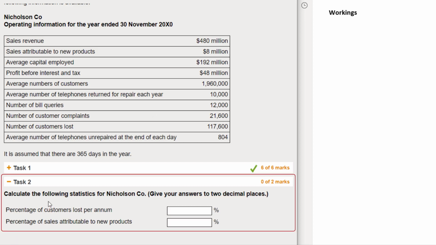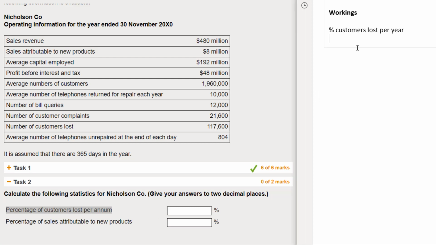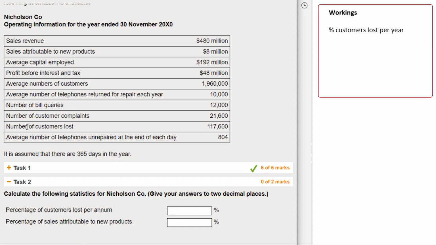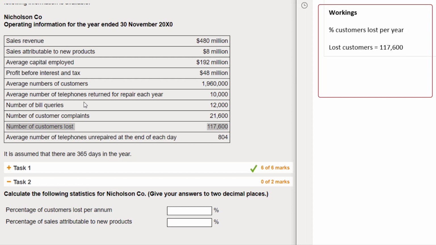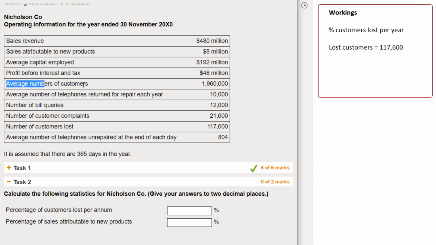So in task 2, I'm asked to calculate some statistics and to work to 2 decimal places. Firstly, the percentage of customers that are lost per year, and secondly, the percentage of sales attributable to new products. Let's focus on the first one, percentage of customers lost per year. So to work this out, I'm going to need to know the number of customers that I have and the number that are lost. Can I find that? Ah, look here. Here's the number that's lost, 117,600. And what about my total customers? Oh, here, there's just under 2 million customers.